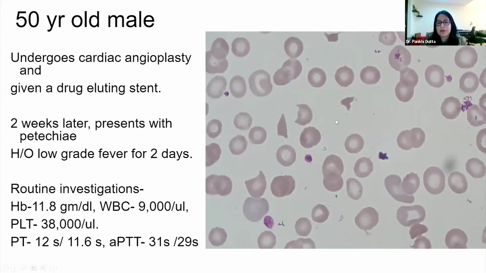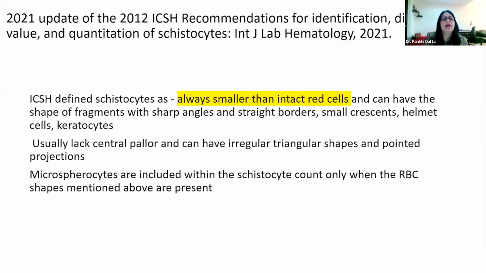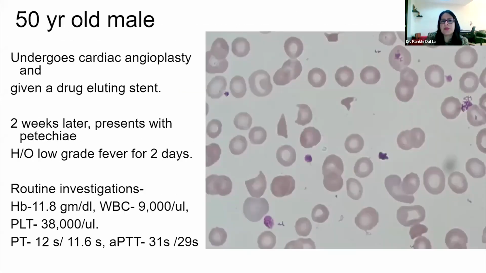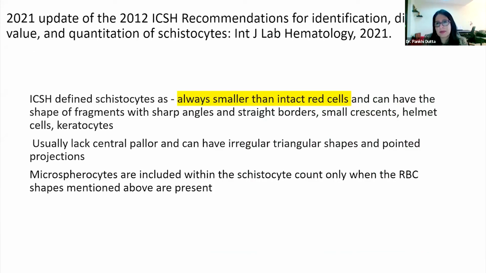And this happened because this patient was given clopidogrel. Clopidogrel is a known offender, and such patients need to be put on plasmapheresis, plasma exchange. Otherwise, the mortality can be pretty high.